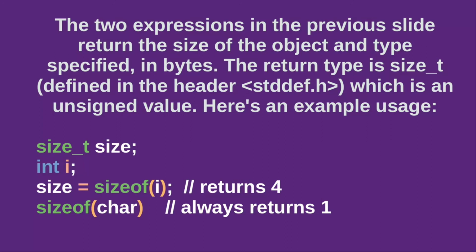To define it, include the header stddef.h. It is an unsigned value, so it does not have a sign, please. Here is an example of usage, as you can see there. So size will be set to 4, assuming CHAR_BIT is defined as 8 and an integer is 32 bits wide. The value of the sizeof result is the number of bytes. Note that when sizeof is applied to a char, the result is 1. That is, sizeof char always returns 1.